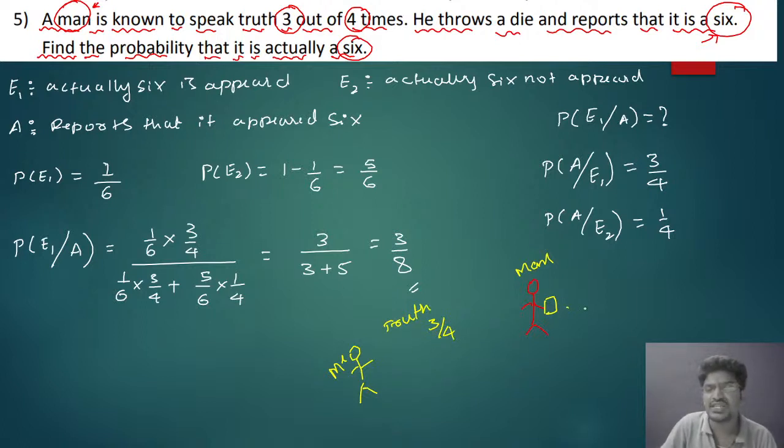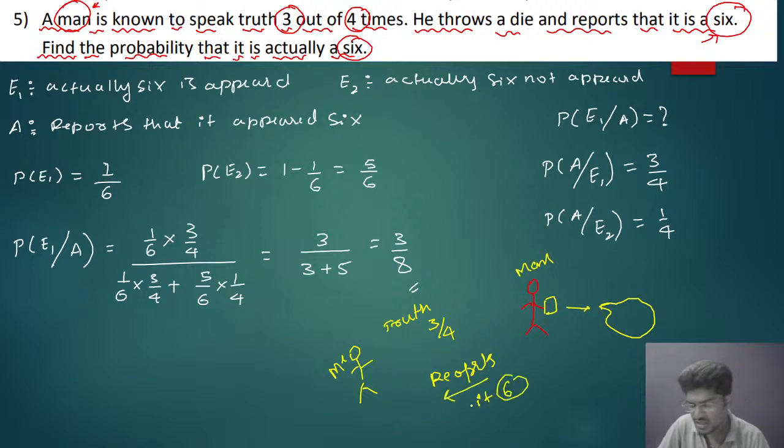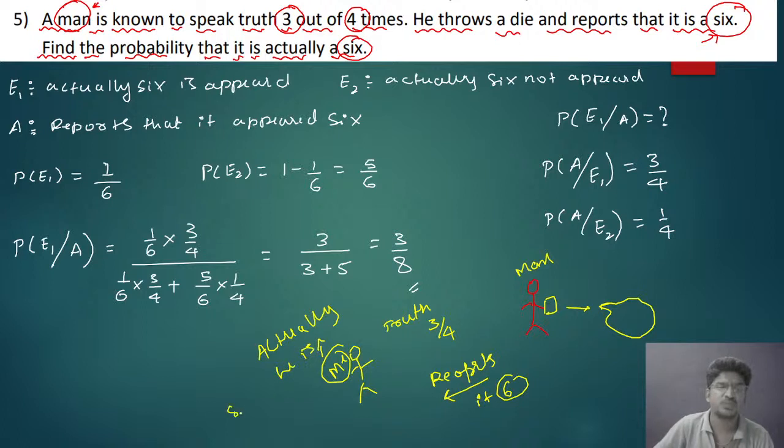Now he rolls the dice, and he reports to me that it is 6. Now I want to calculate whether actually he is speaking truth. This is the problem. Now tell me, Jayed Khan, have you understood the problem?